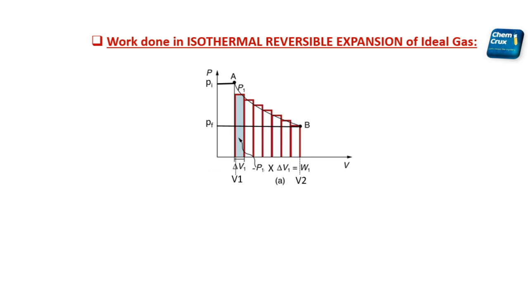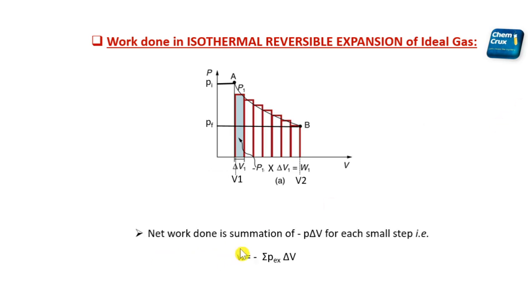So net work done is the summation of minus P delta V for each small step. That is, this is the expression: W equals minus summation of external pressure, that is the pressure against which the change in volume has been achieved, into delta V.